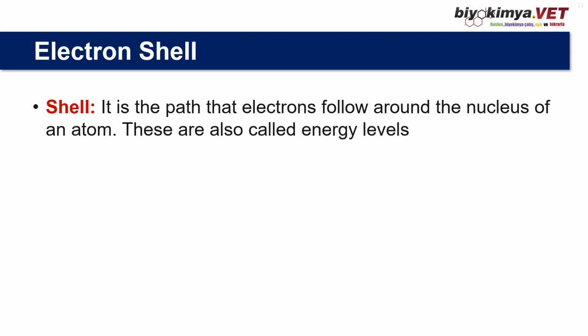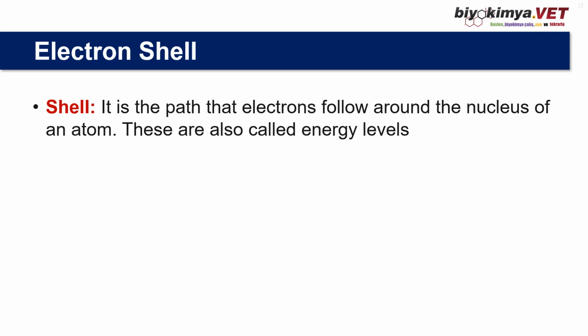We have some definitions, and these are essential, and it is also useful to explain the sometimes confusing concepts of shell, subshell, and orbital. Shell: it is the path that electrons follow around the nucleus of an atom. These are called energy levels, because these shells are arranged around the nucleus according to the energy of an electron in that shell. The shell with the lowest energy is closest to the nucleus, and the next energy shell is found beyond this layer. In other words, the energy levels of electrons increase from the inside out.